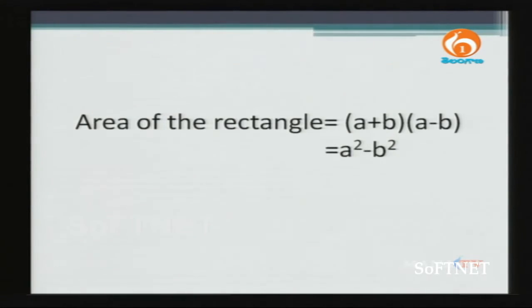Now what is the area of the rectangle? It is (a plus b) times (a minus b). Correct? Because the area of the rectangle is length into breadth. Length is a plus b and breadth is a minus b. So the area is (a plus b)(a minus b). But we got this area by taking the value of a square minus b square. So we can say (a plus b)(a minus b) is equal to a square minus b square.